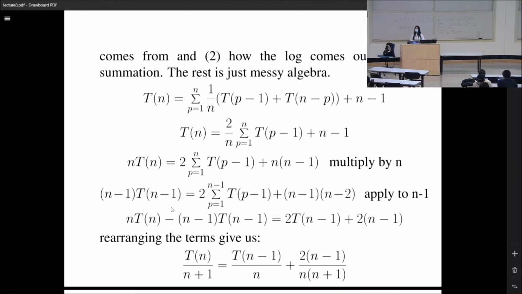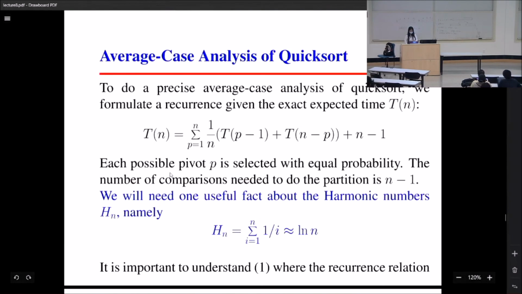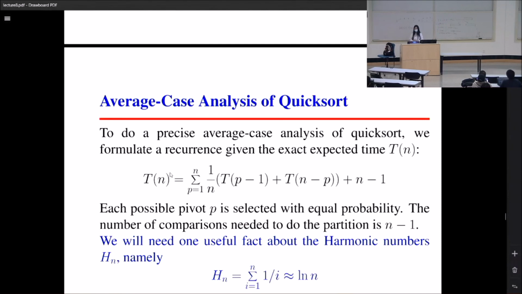Do you have any questions on the calculation? Yes? Can you explain again why you see the 1 over n? Because you have the p, you have n pivot points in total. And every pivot point is selected with equal probability. Yes.